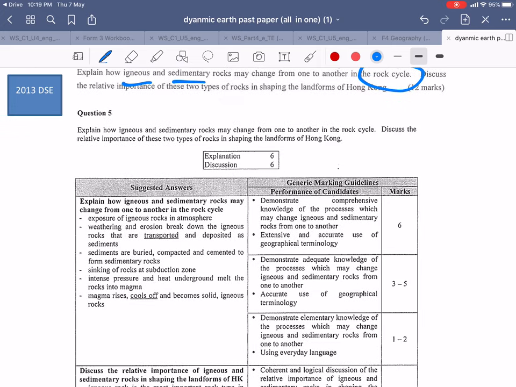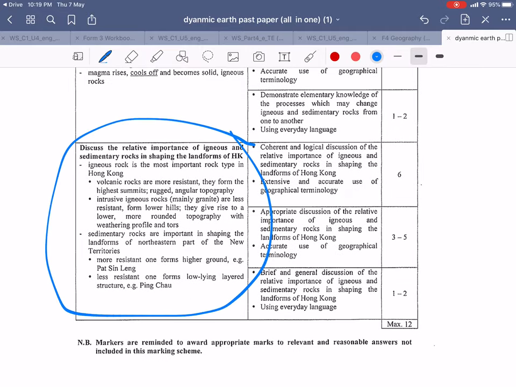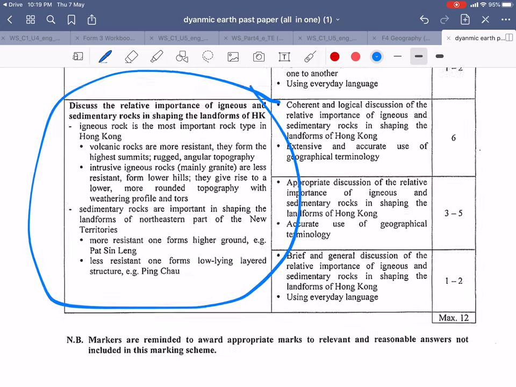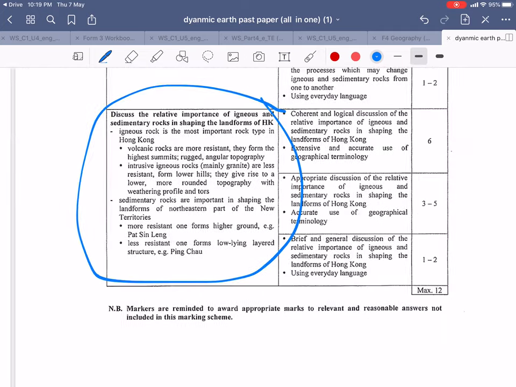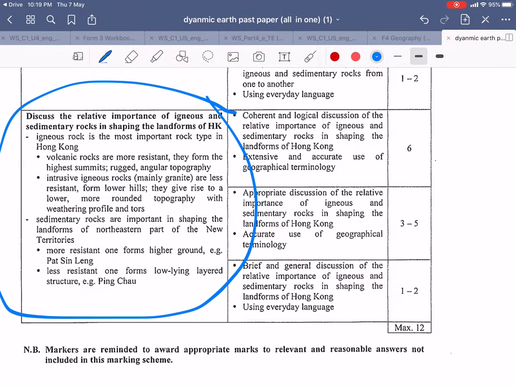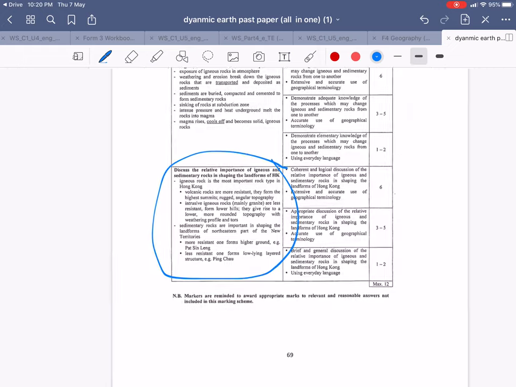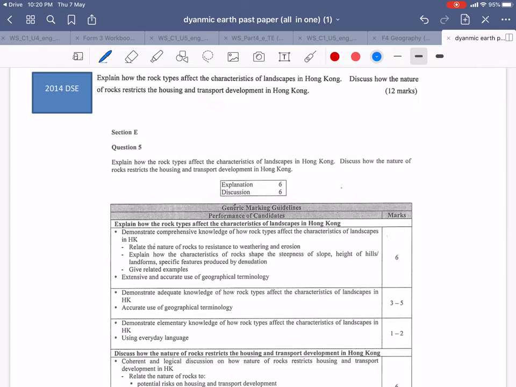But how about the later form? For those, you really have to remember which places have which rocks and which mountains. Sedimentary rock is mostly in the Pat Sin Leng; Pat Sin Leng is a kind of sedimentary rock as well. Ping Chau is a less resistant one. And how about volcanic rock and igneous rock? A lot to talk about. Volcanic rock is in Port Island and High Island and also the entire Sai Kung area. Intrusive igneous rocks are Victoria Harbour, for example Victoria Peak and Lion Rock; both are very effective examples of intrusive igneous rock. The later question asks how rock type affects the characteristics of landscape in Hong Kong.